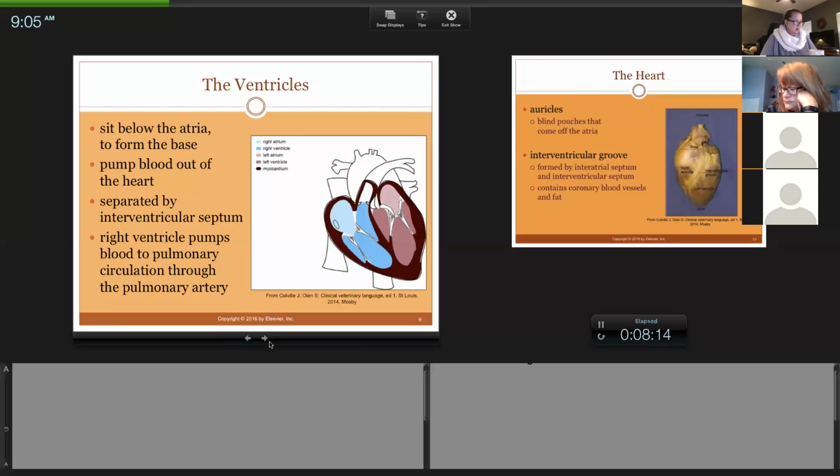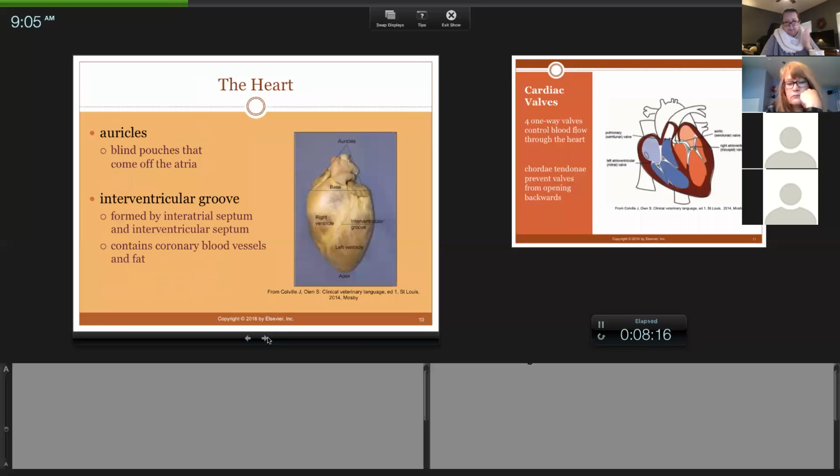So just to get an idea, remember, anytime I say pulmonary, I'm talking about going to the lungs. Anytime I say systemic, it's going to the body.